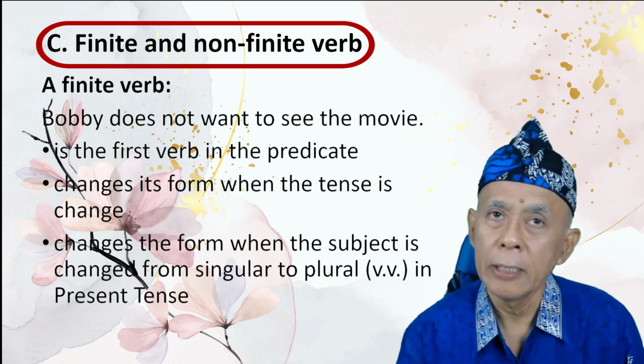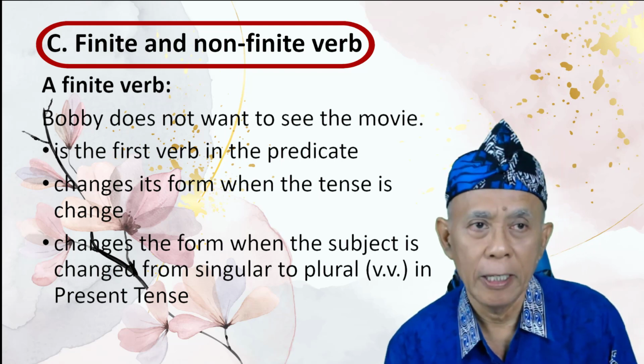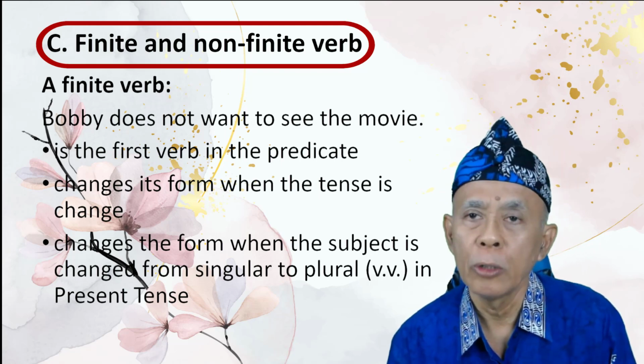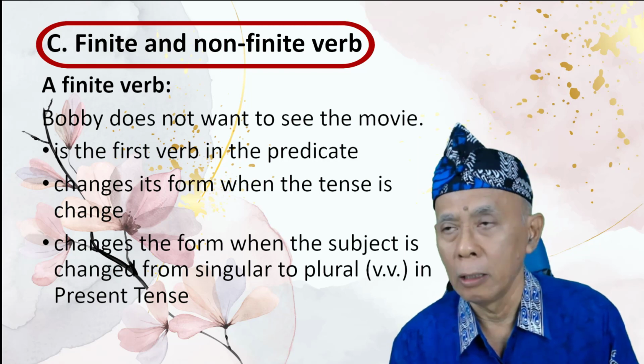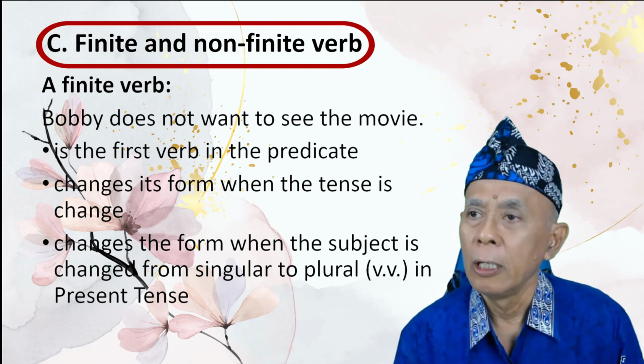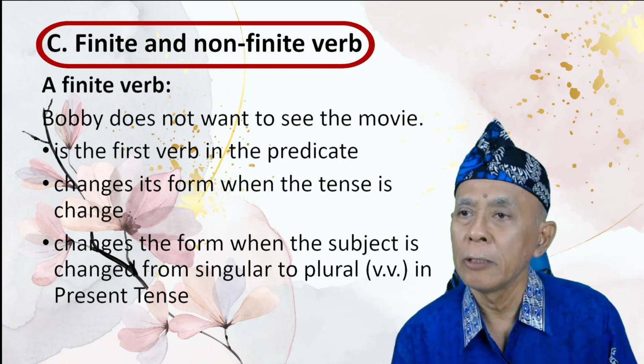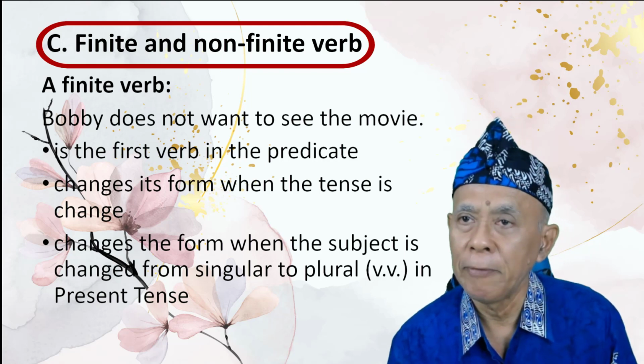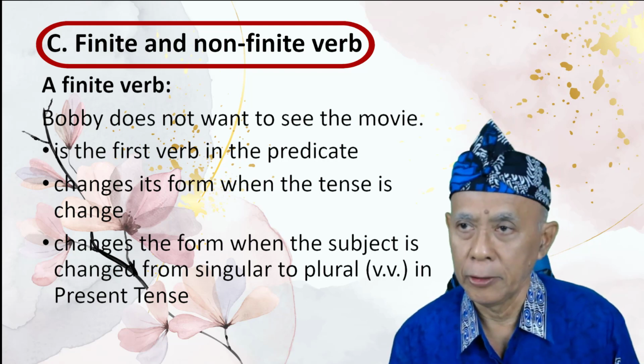Now let's see the characteristics of a finite verb. We take Bobby doesn't want to see the movie as an example. The finite verb here is does. So a finite verb is the first verb in the predicate. We have does and want. The finite verb is does.